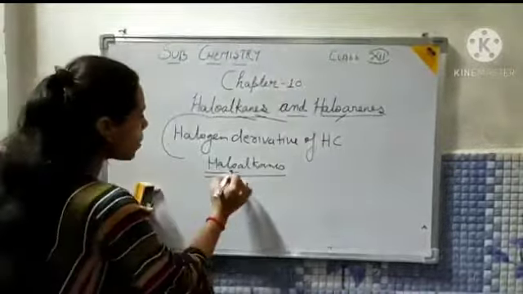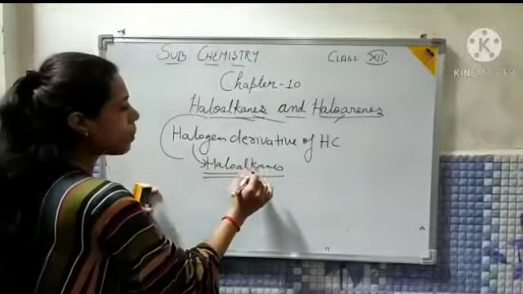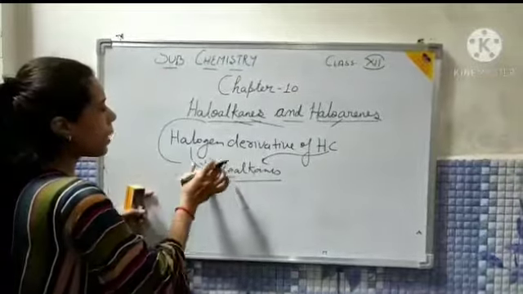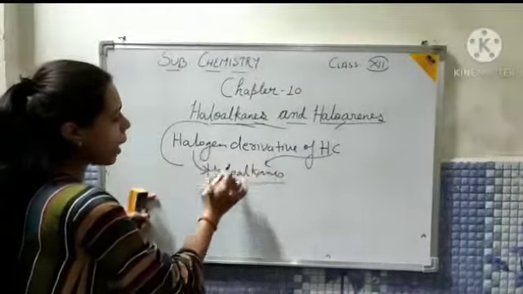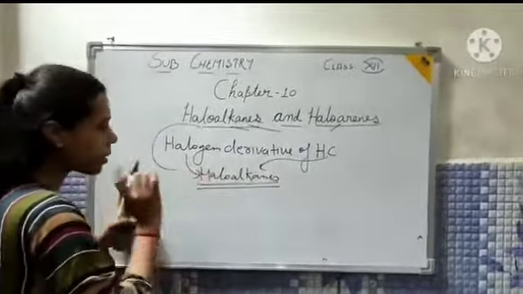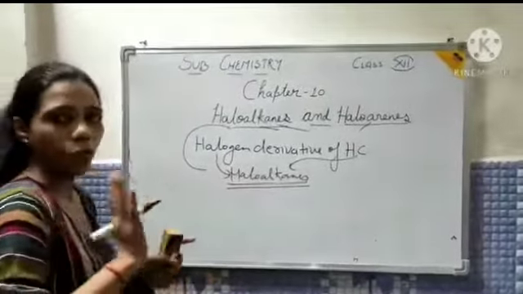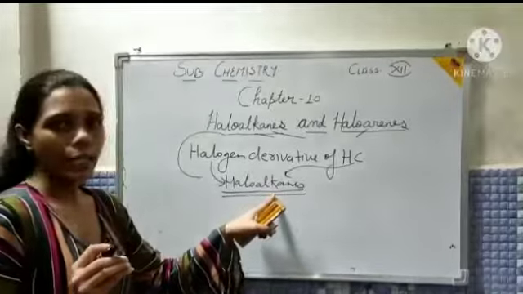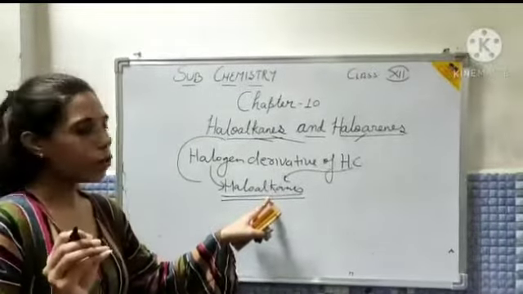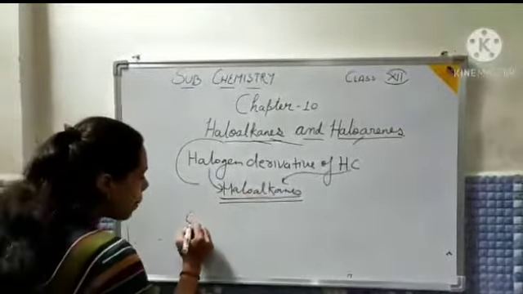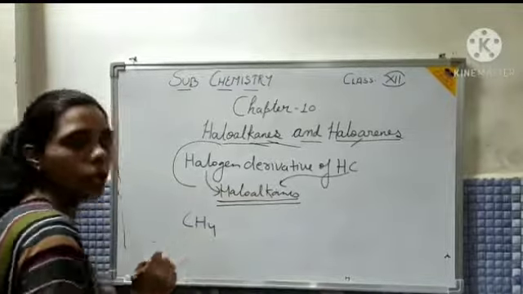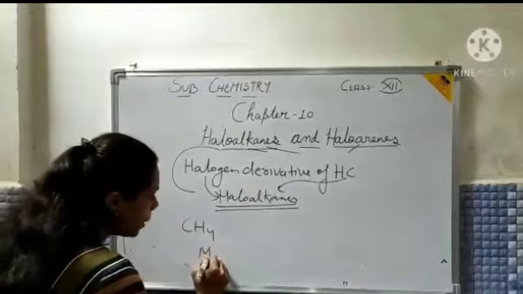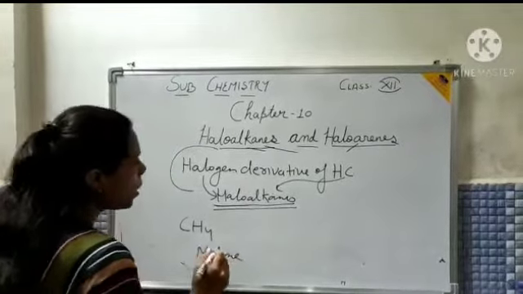Halo means halogen is there, and alkane means hydrocarbon is there. So here you can say that the halogen derivatives of hydrocarbons are called haloalkanes. For example, I am taking a very simple hydrocarbon of the alkane family. I have taken CH4. CH4 is the first member of the alkane family, that is methane.